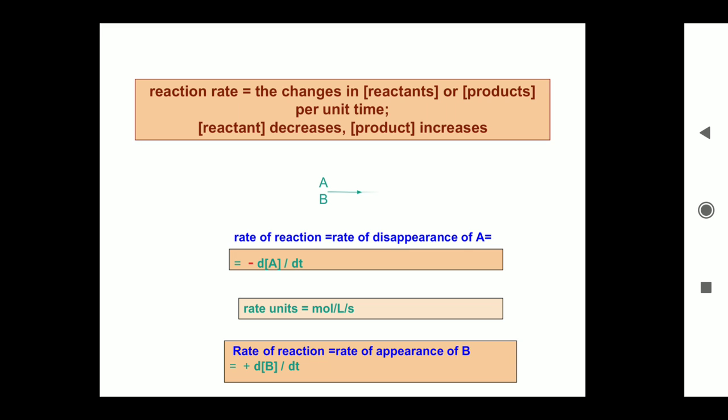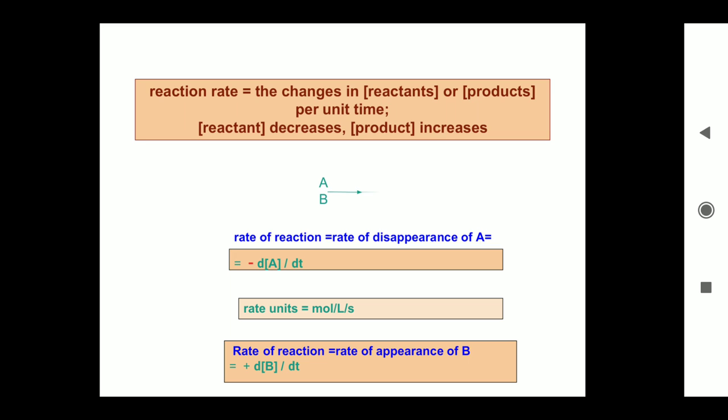Since reactant concentration decreases and product concentration increases, consider the chemical reaction A gives B, where A is the reactant and B is the product. If you want to express the rate of reaction in terms of A, the rate of reaction is equal to the rate of disappearance of A, equal to minus dA by dt. Since the concentration of reactant A goes on decreasing with respect to time, the negative sign comes in the rate expression: minus dA by dt.